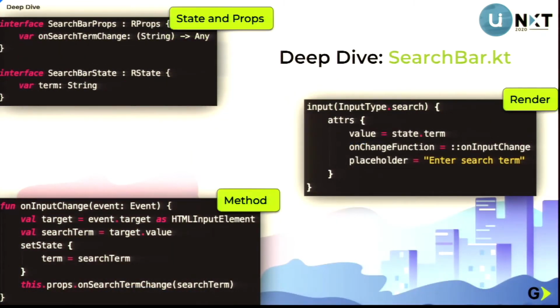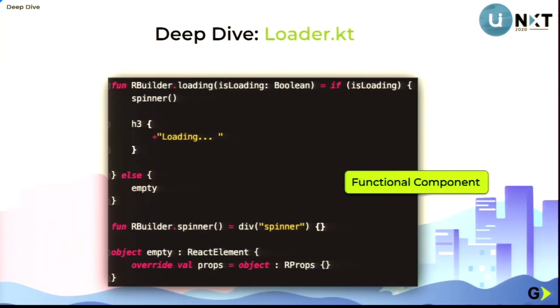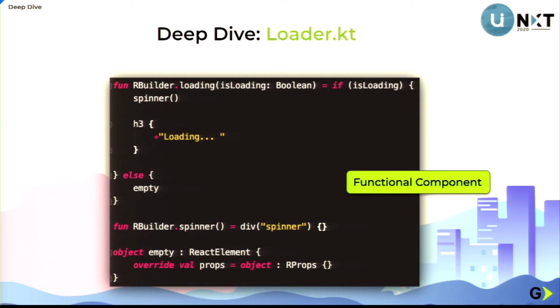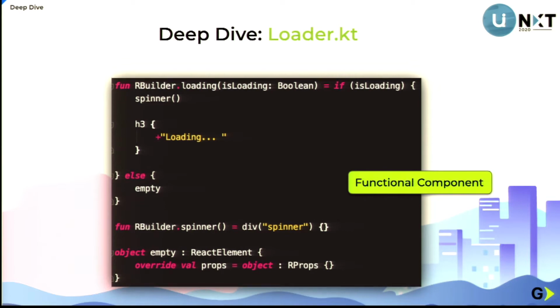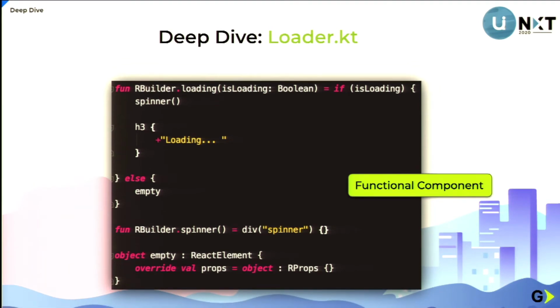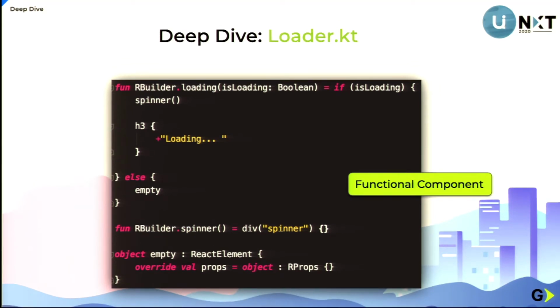And apart from that, we have one more element, called functional component for loader.kt. So you saw a little loader loading, right? That was this component. Again, as it goes with React, you don't actually have to create a class component all the time. You can create functional components in Kotlin. As you can see, the code is really simple. I'll just help you understand this.